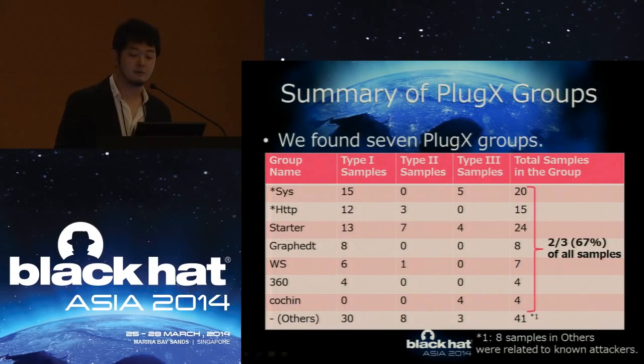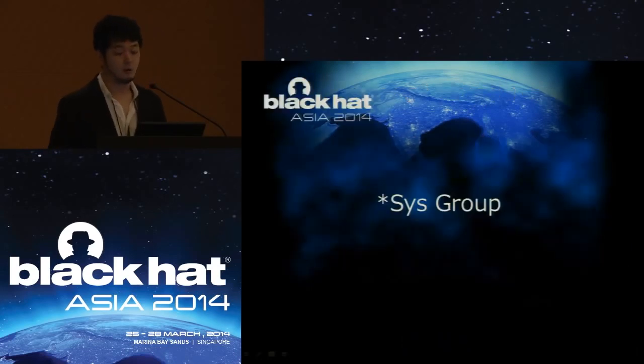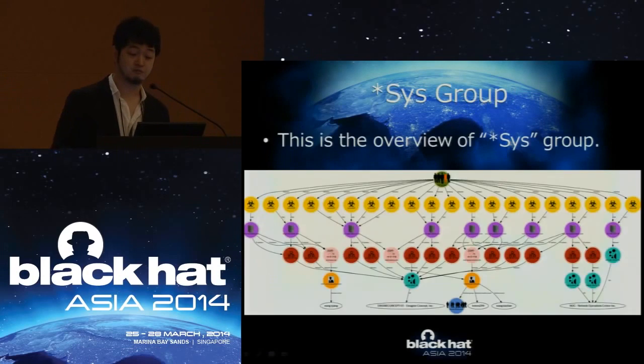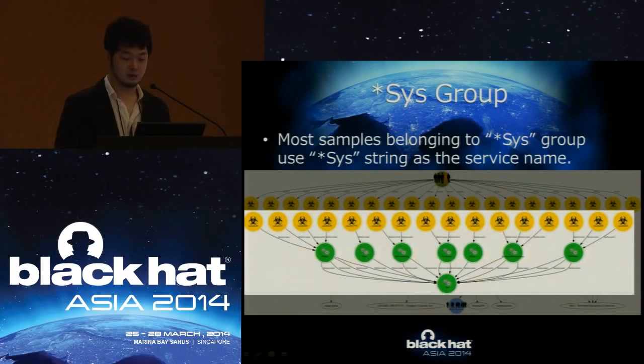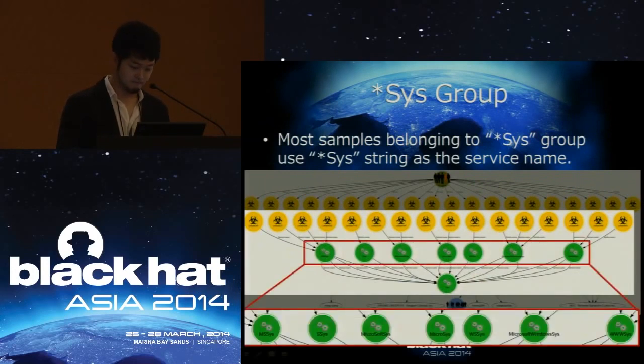And this is the list of PlugX groups we found at this time. As you see, there are 7 groups. Okay, we describe each PlugX group. First, cis group. This is the complete graph of cis group. Most samples belonging to cis group use a cis string as the service name, like this: MS sys, S sys, Microsoft sys, and so on.